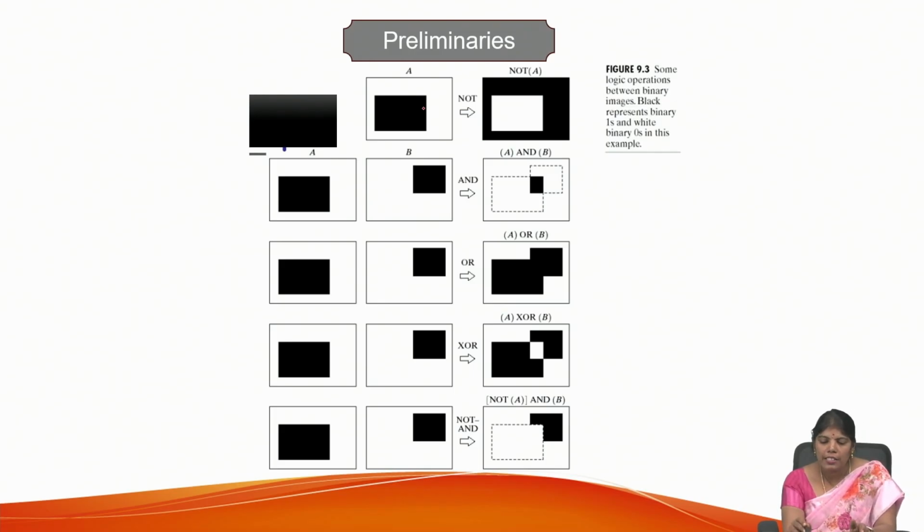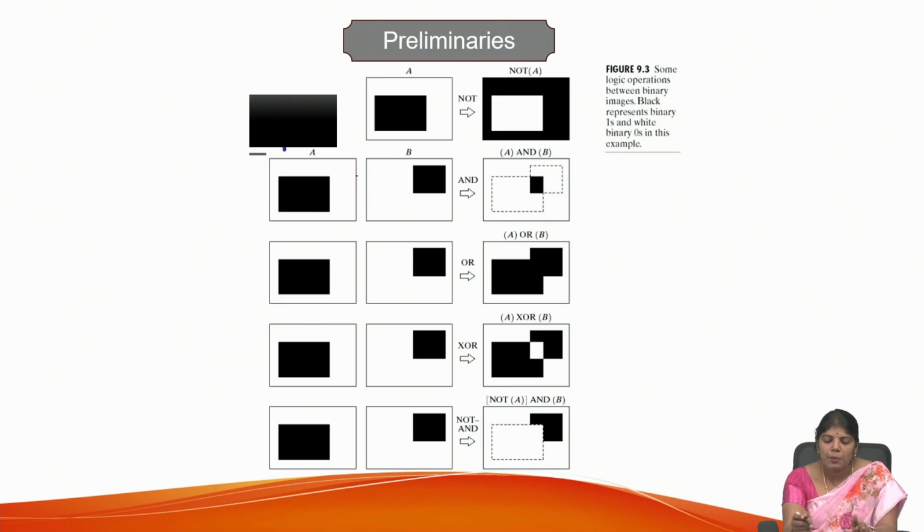So here is also NOT of A. Here we are considering binary images, where we apply morphological operations on the binary image. That's why we are taking only black and white images here. Black is represented as 0 and white is represented as 1. So when we apply the NOT operation on the object A, this is the output.